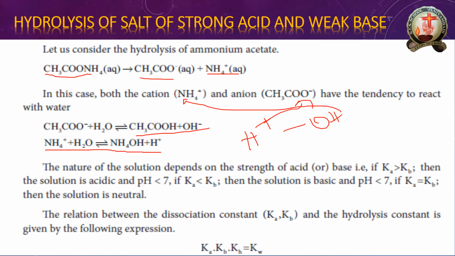So if the pH is more than 7, that solution is called basic. If the pH is below 7, that is acidic. If the pH is 7, that is called a neutral solution. The relationship between the dissociation constants Ka and Kb and the hydrolysis constant is given by the following expression.